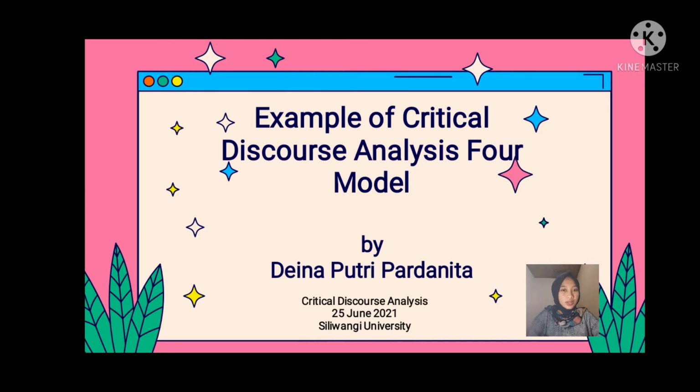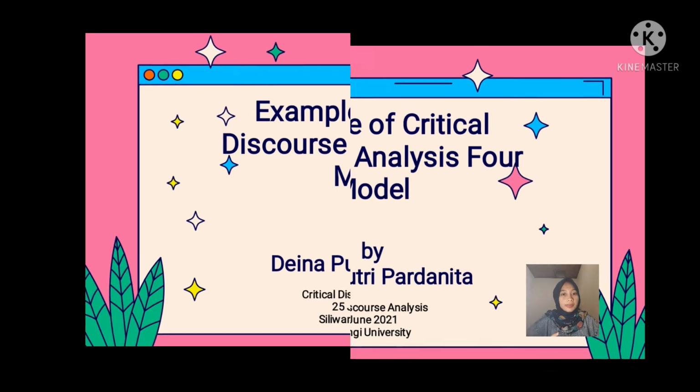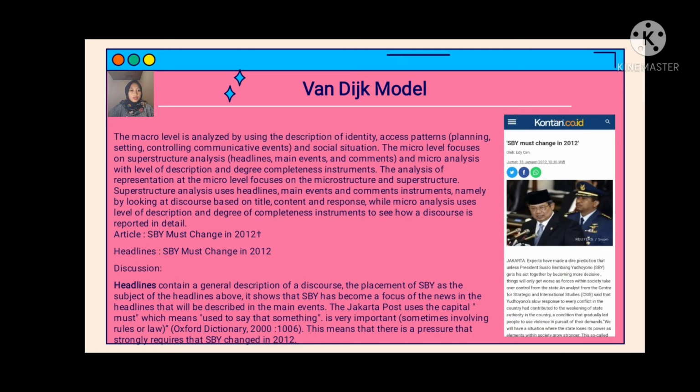Today on this occasion we're going to learn how to analyze CDA using four frameworks. There are four frameworks, as we learned in the previous week. The first one is from Van Dijk, the second from Van Leeuwen, the third from Wodak, and the last one from Wodak. So today we try to analyze the text using the four frameworks. Alright, let's get started with the first framework, which is from Van Dijk.